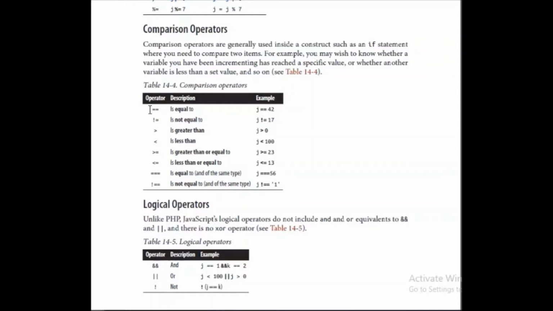If you want to check whether two values are equal, you will write equal equal to. For not equal to, you will write exclamation equal to, greater, less than, greater than equal to, less than equal to. Okay, so first 6 are enough for you.